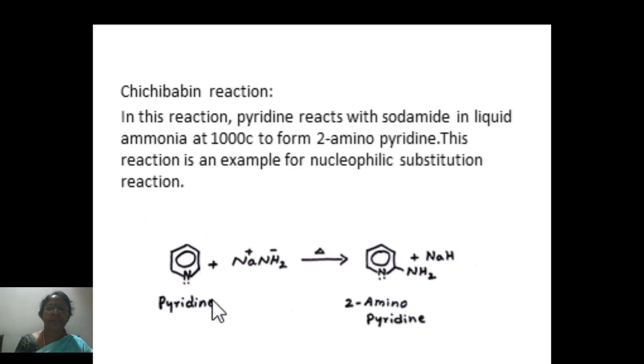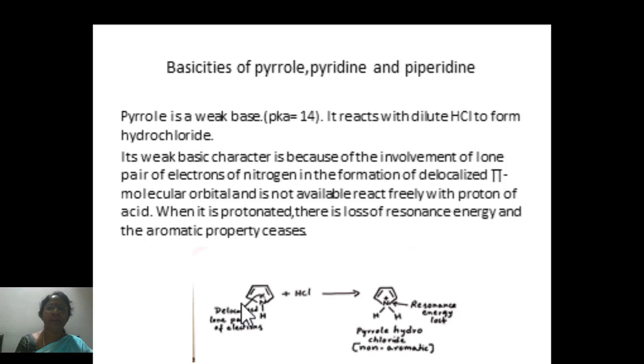Now, this reaction of pyridine with sodamide to form 2-aminopyridine is an example for nucleophilic substitution reaction, and it is also called as Chichibabin reaction. Now coming to the basicity of pyrrole, pyridine and piperidine.